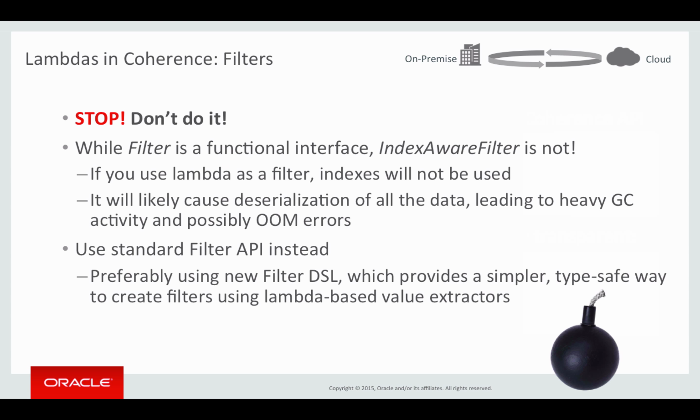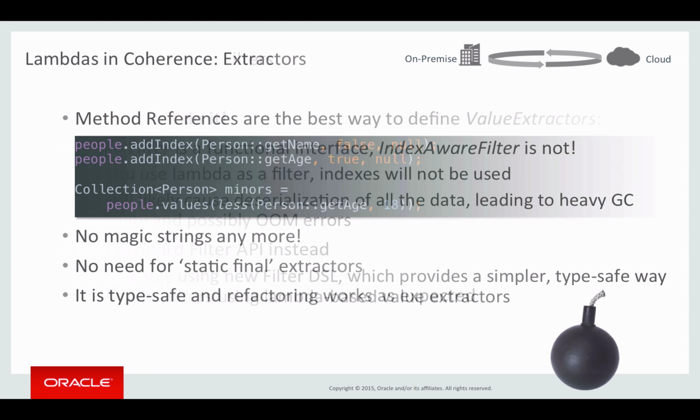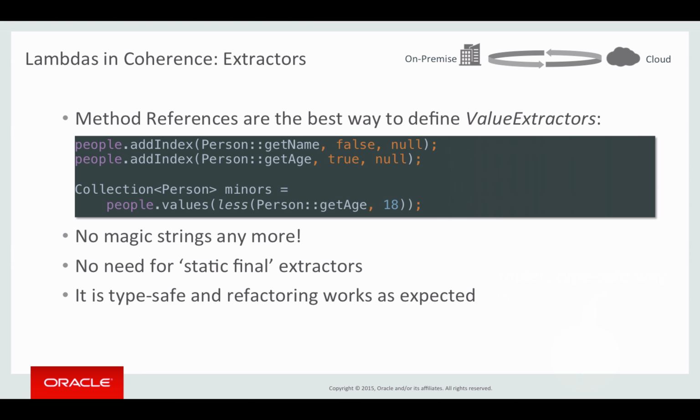So now that we've covered that, let's really move on and talk about things where you should use lambdas, starting with value extractors. One way to define a lambda is basically by using a method reference, which is represented by a class name followed by colon, colon, and then the name of the method. There are also other options you can use.